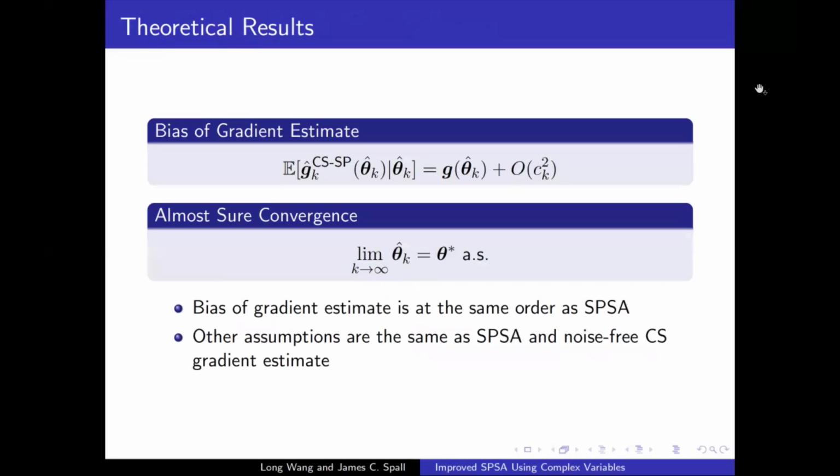Okay, so there are some theoretical results we derived for the complex step SPSA. The first is that the gradient estimate is almost unbiased, because we derived the higher order term to be O(c_k squared). As c_k goes to 0, our gradient is asymptotically unbiased. Because of that, it's pretty easy to show that our estimate converges to the true value almost surely. So these two results are aligned with the standard SPSA algorithms.